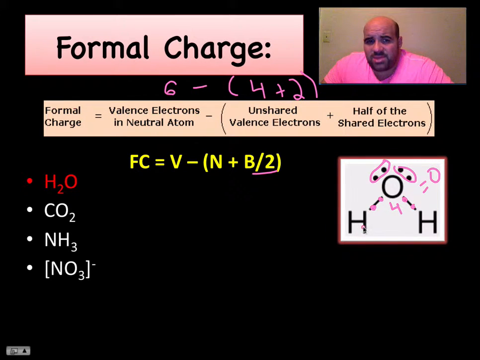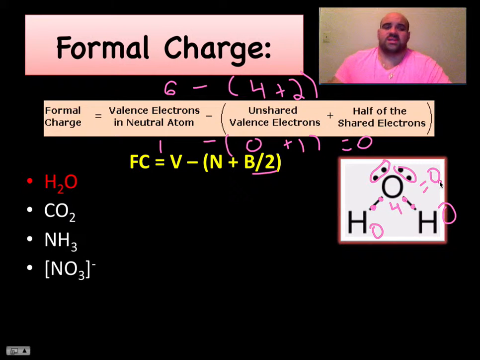We can do the same thing with hydrogen. How many valence electrons are there in a neutral atom of hydrogen? Well, there's 1. And we can subtract from it. How many unshared? Well, there's no unshared valence electrons. It doesn't have any. 0. And half of the shared electrons? Well, this oxygen is sharing 2 electrons. And half of that is 1. 0 plus 1. 1 minus 1 equals 0. So this hydrogen has a formal charge of 0, and this hydrogen is the exact same thing. It's a symmetrical molecule, so the charge on each is 0.